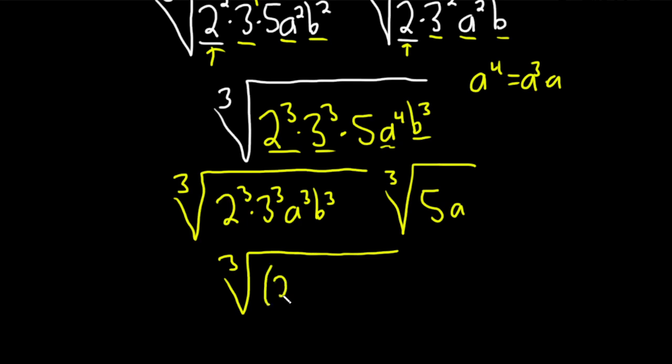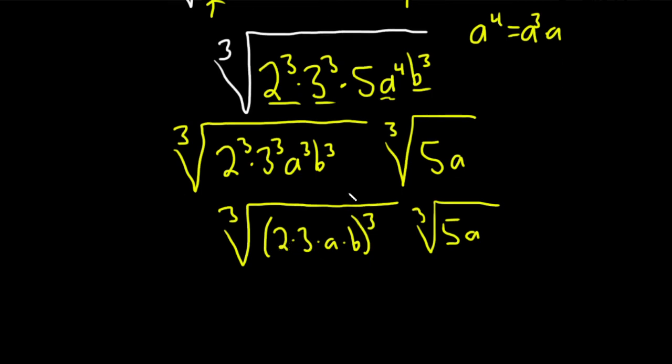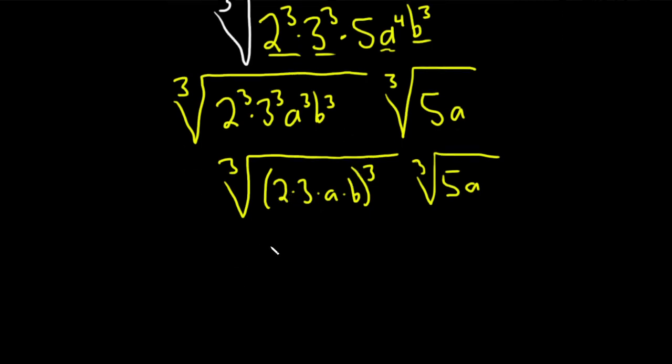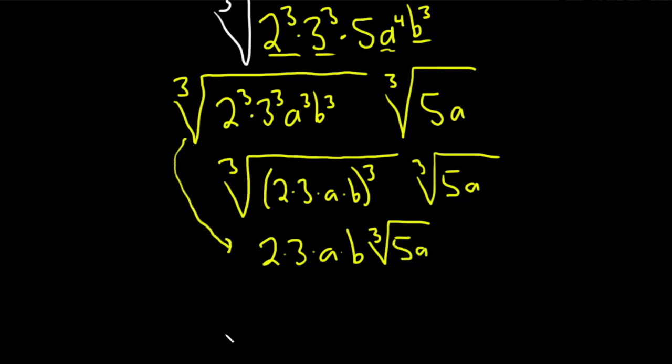So this is 2 times 3 times a times b cubed, 5a. And you can skip this step. You can just take the cube root of each piece and write 2, 3ab. I mean, you could do that, which I'll do in the next step. The next step is simply 2 times 3 times a times b cube root 5a. So you can skip as many steps as you feel comfortable with.